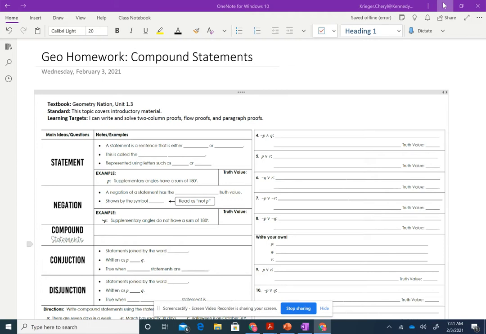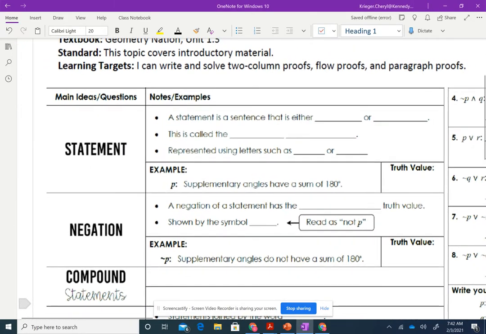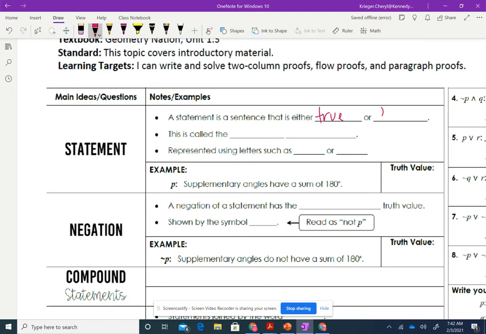So we have statements, and statements are true or false. So I'm just going to breeze right through this. If we have a statement in math, we can call the statement true or false. Whether the statement is true or false is called the truth value. We represent statements using letters such as P or Q. For example, here's a statement, statement P: supplementary angles have a sum of 180 degrees. And that is true, so the truth value is true.